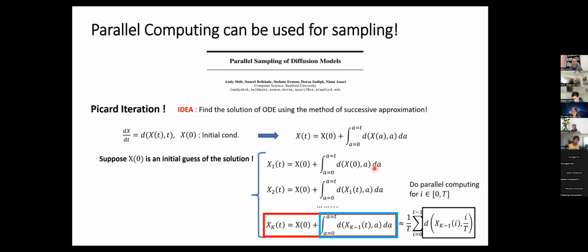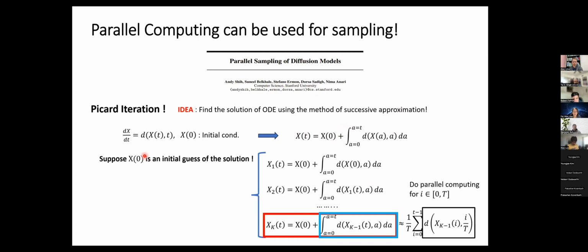Okay. So recently I found this paper trying to solve the computing issues in sampling for diffusion models through parallel computing. The key idea is to use Picard iteration, which is an iterative method used to approximate solutions for certain types of functional equations.